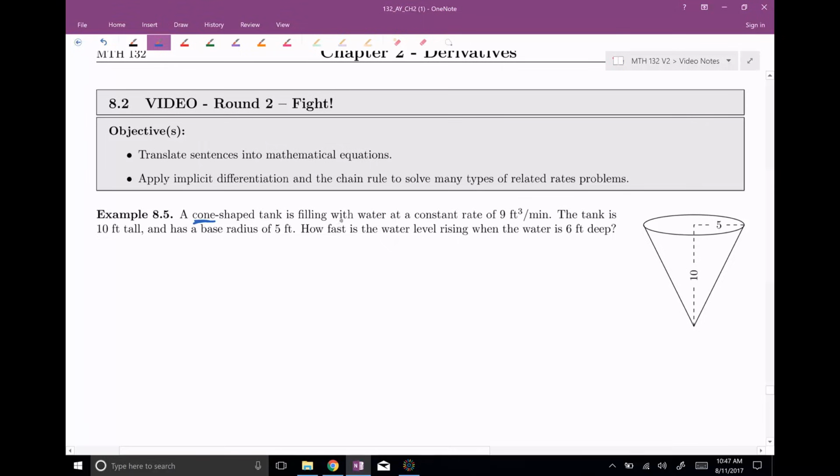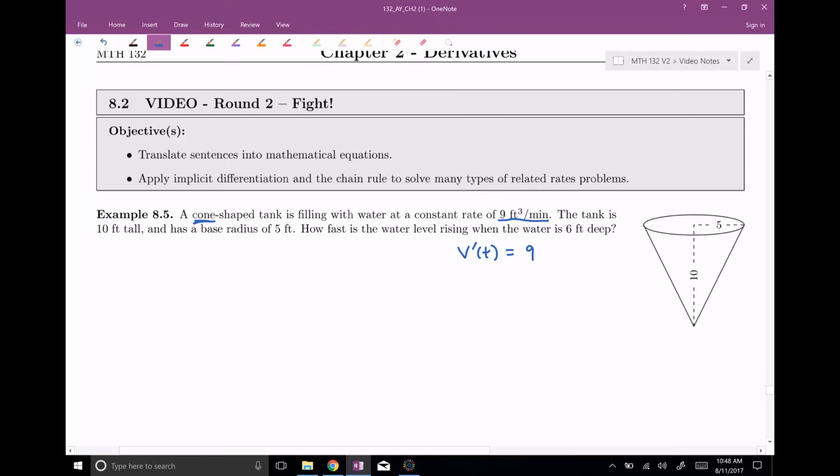The next thing is that we have water being filled at a constant rate of 9 cubic feet per minute. Well, notice cubic feet is a unit of volume, and this is per minute. So this is telling you how the volume is changing. Again, it's being filled with water at 9 cubic feet per minute. So if I was to write this down into a mathematical equation, I would say the volume is changing. This is a rate of change, aka a derivative. So the volume is changing at 9 cubic feet per minute.